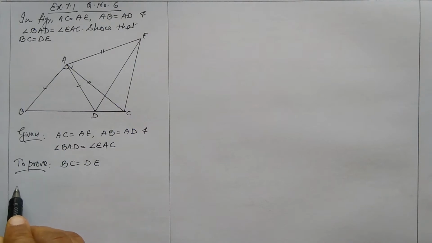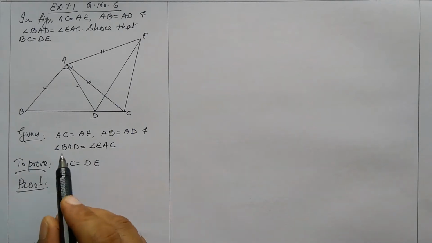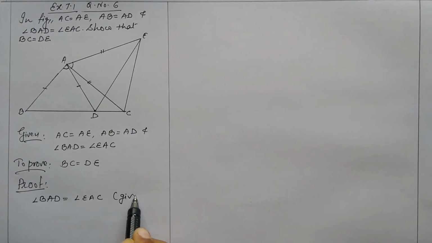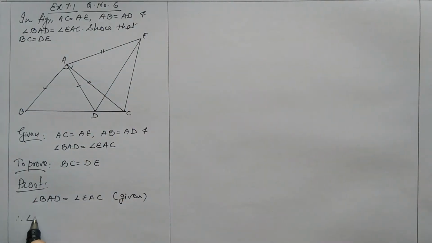Before, let us prove this. Now first of all I will write, see carefully, angle BAD is equal to angle EAC. This is given to us, correct? So I am adding DAC to both the sides.